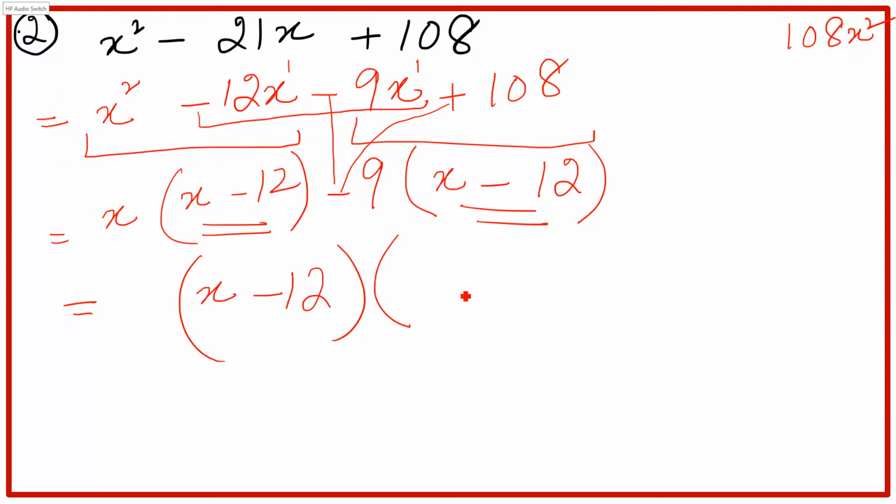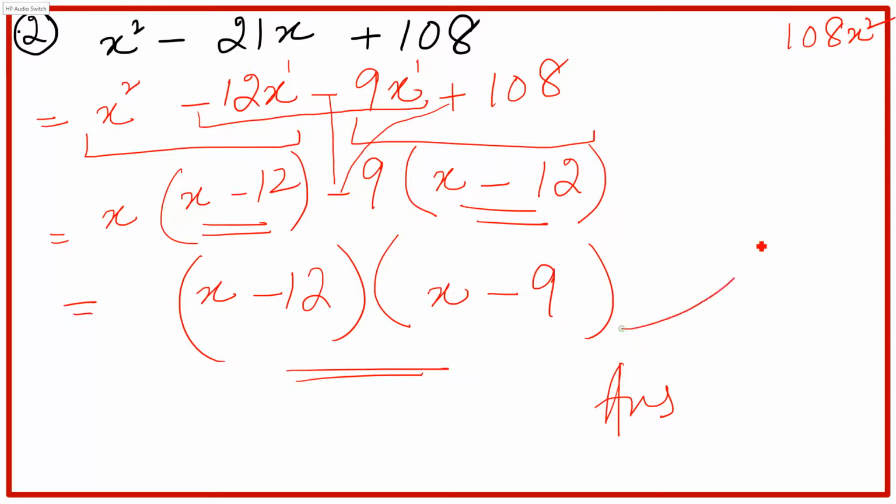So we can take one bracket, one parenthesis as a common, x minus 12. What is remaining here? Only x. Then negative sign. What is here? 9. X minus 12 multiplied by x minus 9. And this is the answer. If you multiply these two parentheses again, you will get your question back.